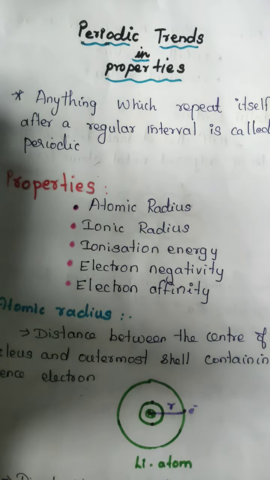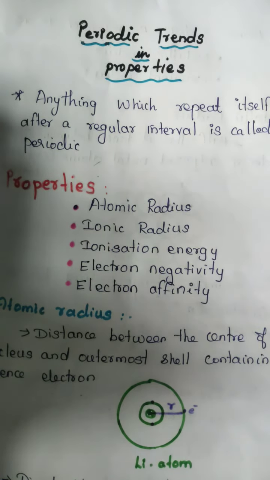So now we can see what are the properties that are shown regularly by the elements of the periodic table. First one, atomic radius. Second, ionic radius. Third, ionization energy. Fourth one, electronegativity. Fifth one, electron affinity. Now we can see them one by one.